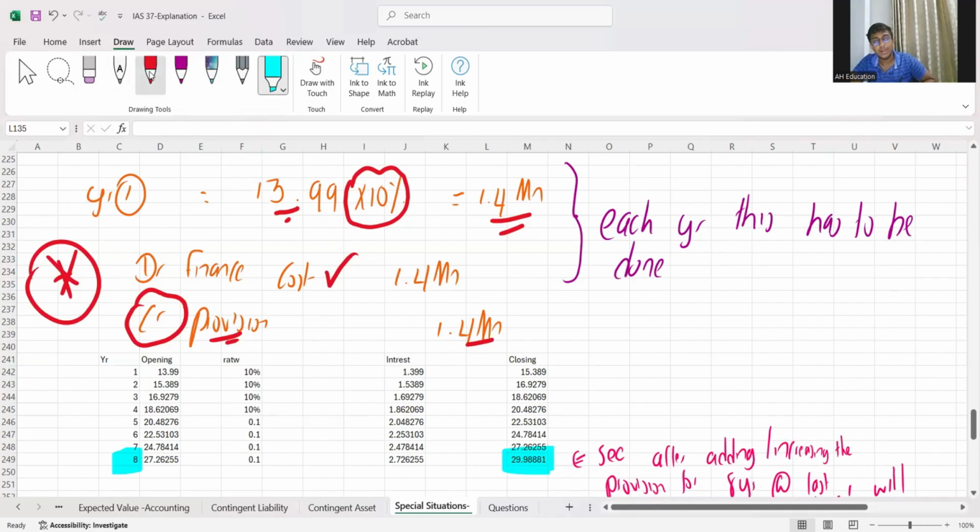Until that, what I will be doing is increasing my provision. Can you see here? Each year I will be charging interest. For the 8 years, interest will be calculated and I will be increasing my provision until I end up at 30 million.